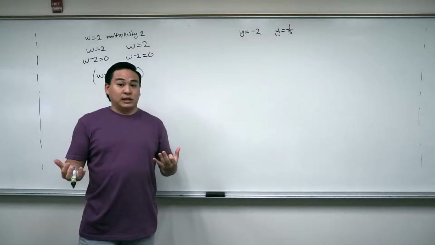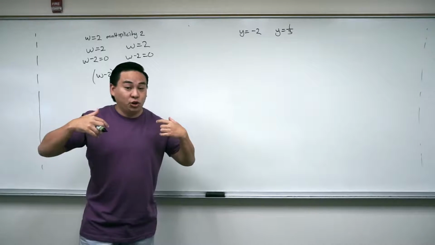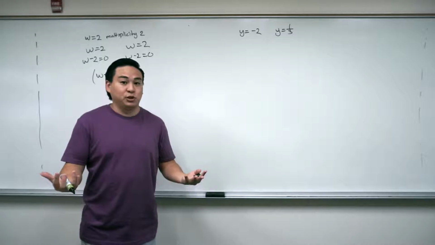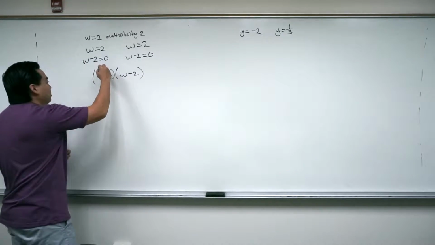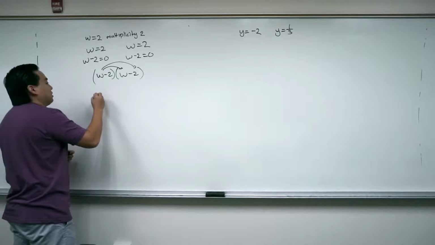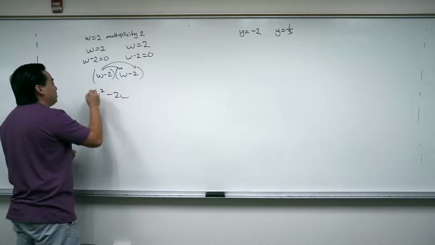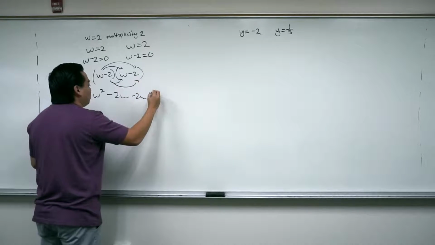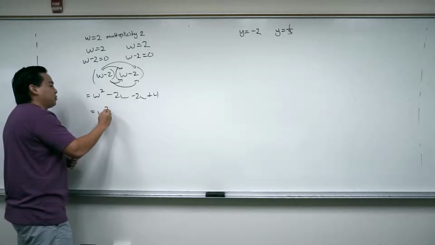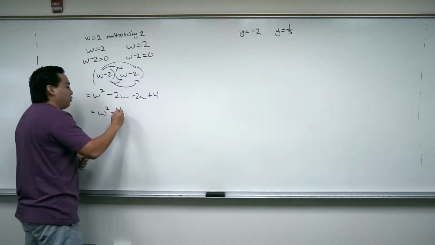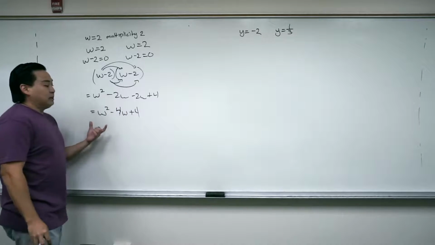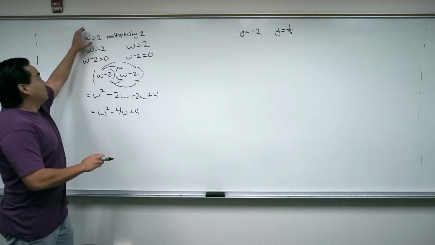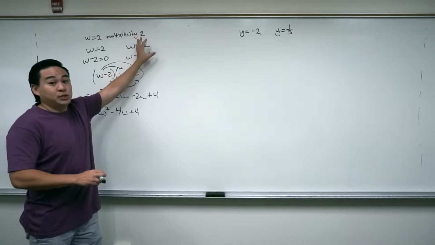Once you get those into its factored form, how do you go from factored form to expanded form? Distribution. So just do the distribution as w squared minus 2w, and then minus 2w plus 4. So this is equal to w squared minus 4w plus 4. This is the polynomial. When set equal to 0, we'll have a solution of w equals 2 twice.